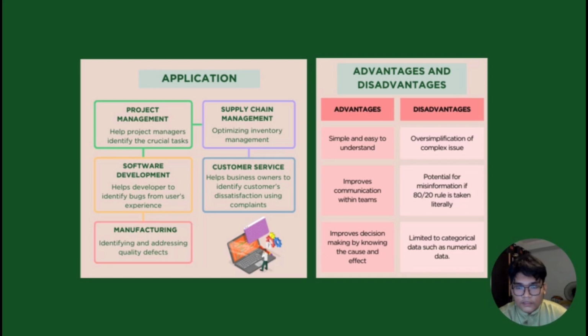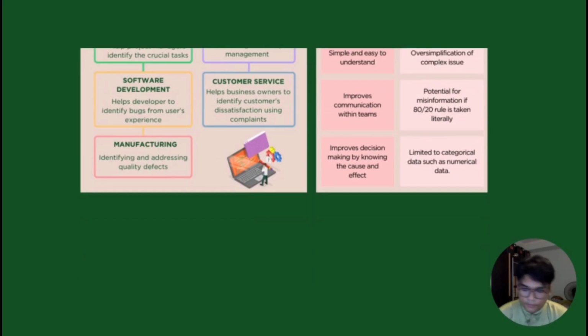For the advantages and disadvantages, there are a few. The advantages are that it is simple and easy to understand, improves communication within teams, and improves decision making by knowing the cause and effect. The disadvantages are oversimplification of a complex issue, and there is also potential for misinformation if the 80-20 rule is taken quite literally. And lastly, Pareto chart is only limited to categorical data.